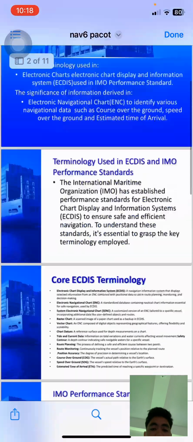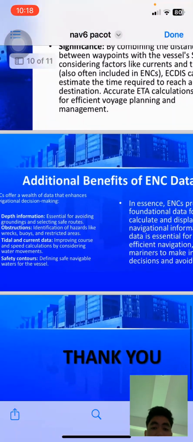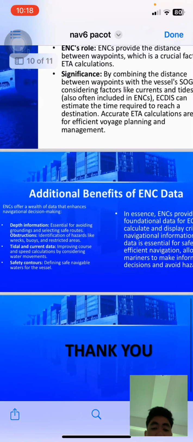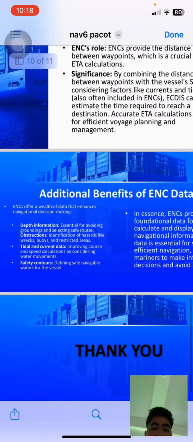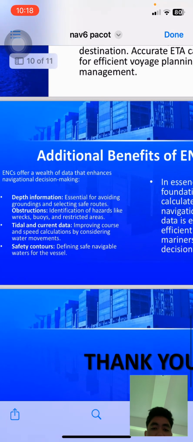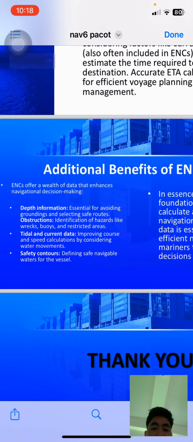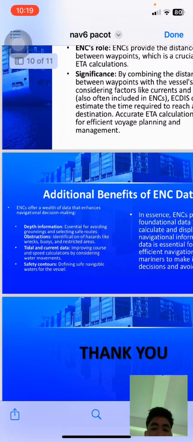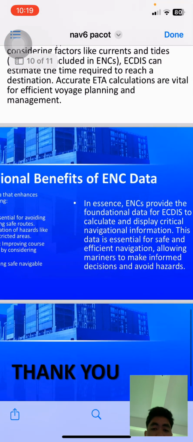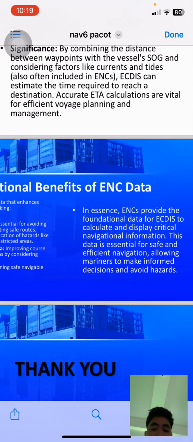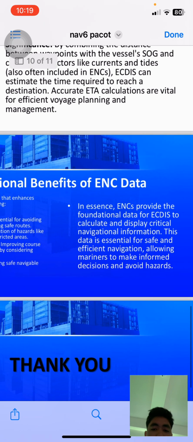So for the conclusion, the benefits of ENC data. ENC offers a wealth of data that enhances navigational decision making, such as depth information, obstructions, tidal and current data, and safety contours. In essence, ENCs provide the foundational data for ECDIS to calculate and display critical navigational information. This data is essential for safe and efficient navigation, allowing mariners to make informed decisions and avoid hazards.